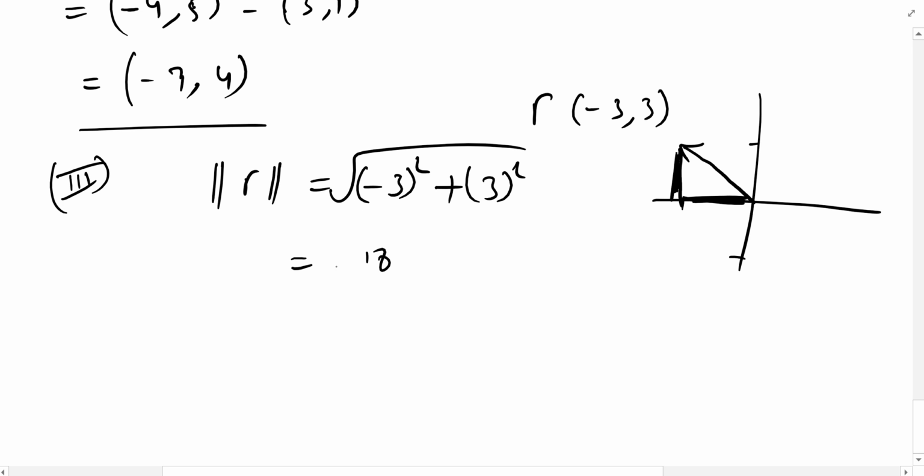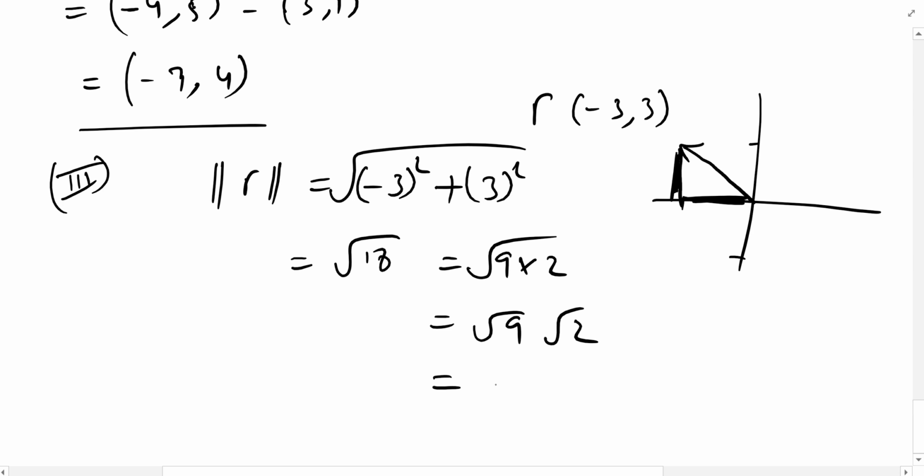9 plus 9 is 18, and the square root of 18. Now we can simplify that, right? 18 is 9 times 2. Then the square root of 9 times the square root of 2. Now the square root of 9 is 3, so the simplified answer is 3 square root of 2.